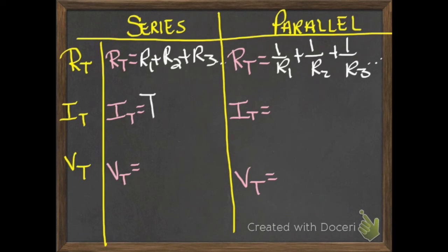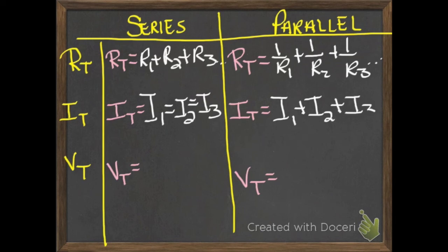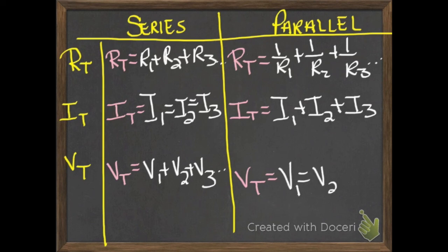All right, so let's look at current in a series. Current in a series is equal to each other. So IT is equal to I1, which is equal to I2, which is equal to I3. Whereas in a parallel circuit, IT is equal to I1 plus I2 plus I3. And then finally, let's look at the potential difference, or the voltage. In a series, remember the voltage we added together. So V1 plus V2 plus V3 is equal to the VT. Whereas in the parallel circuit, the total potential difference was equal to each other. So VT is equal to V1, which is equal to V2, which is equal to V3.